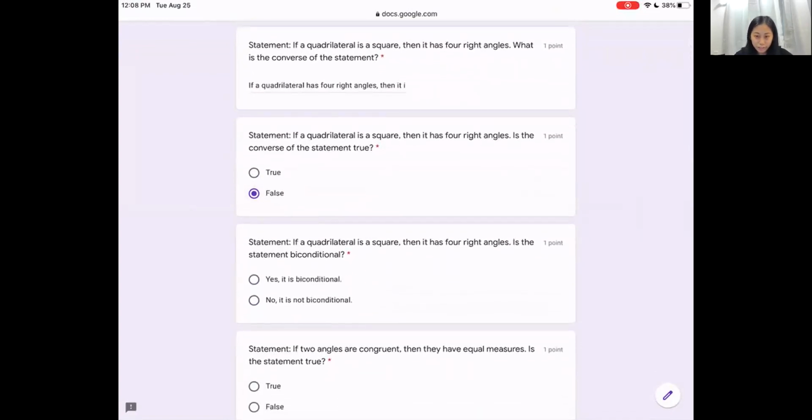Okay, so let's go on to the next question. It says, statement, if a quadrilateral is a square, then it has four right angles. Is the statement biconditional? Remember, biconditional means the statement's true and the converse is true. We just said our statement is true, but our converse was false. So is this biconditional? It's not biconditional. Correct. It is not biconditional because our converse was false. This statement cannot be biconditional if the converse is false. The converse and the statement must both be true in order for it to be biconditional. So no, this is not biconditional.